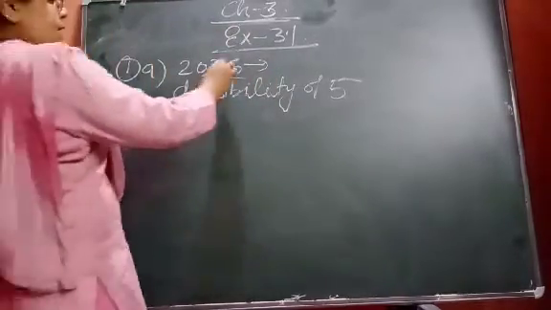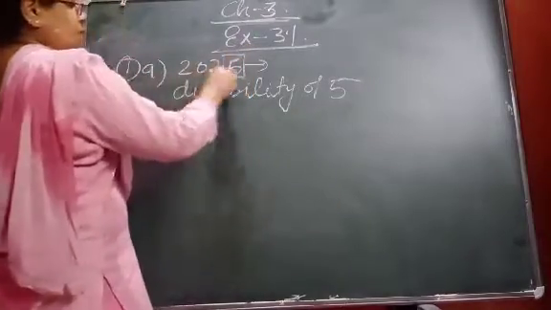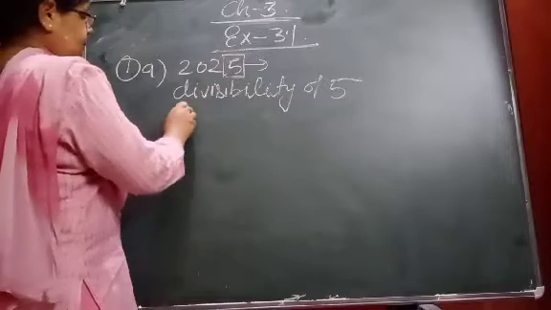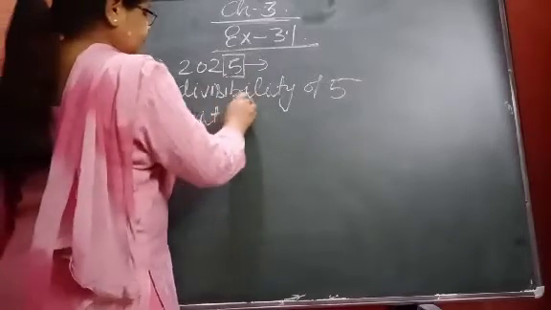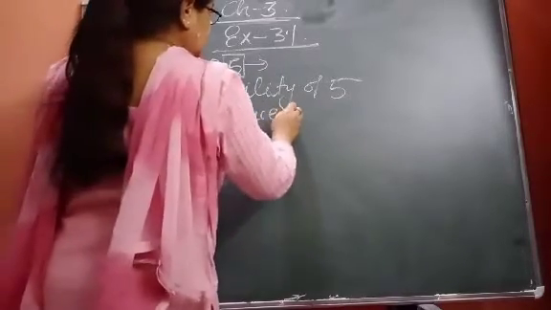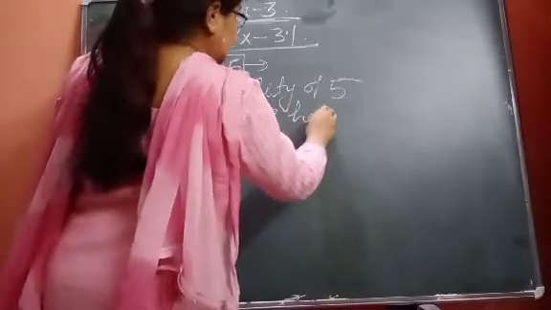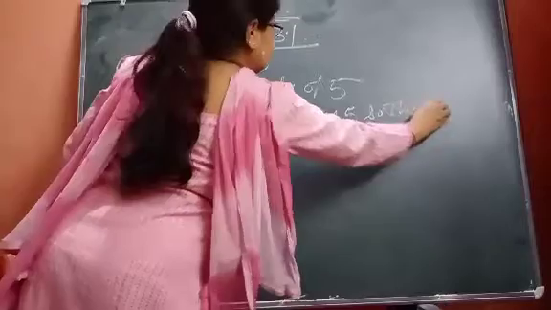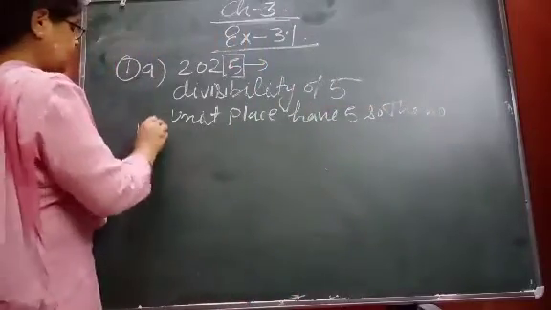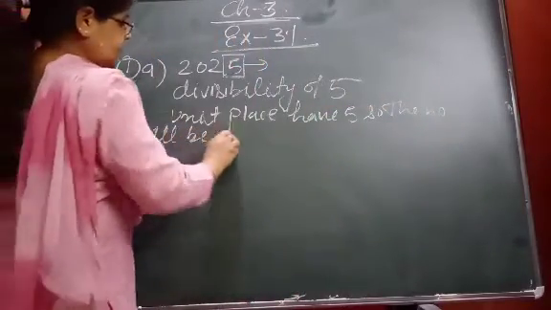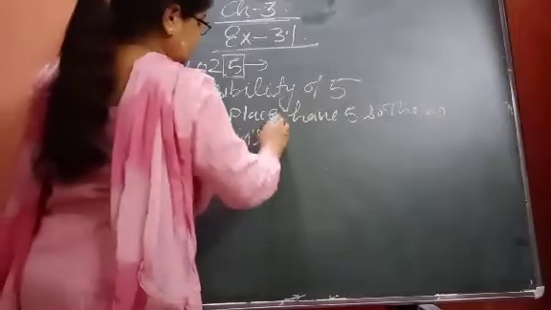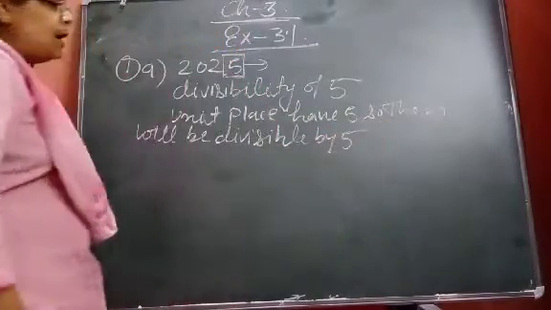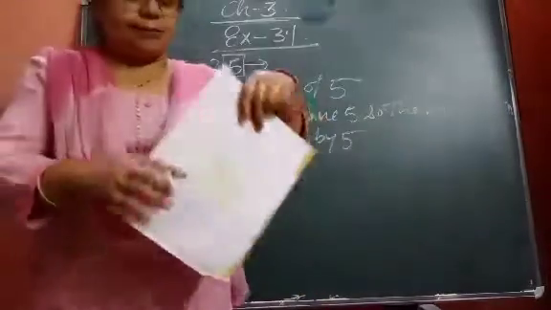So you can see that the unit place has 5, so the number will be divisible by 5. The rest of the parts I am discussing here. In this way you will complete them.